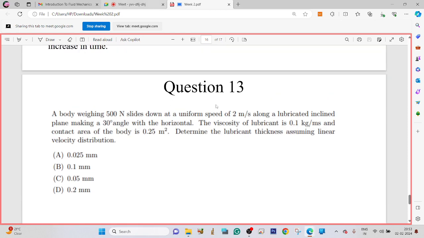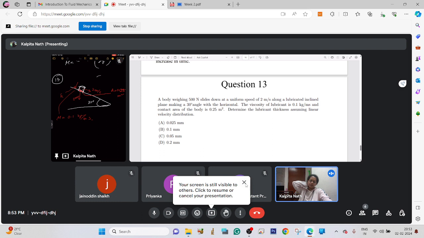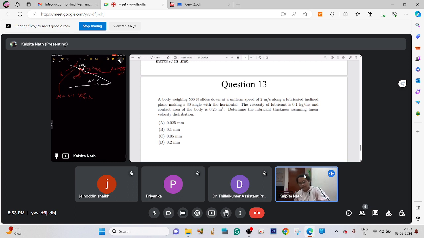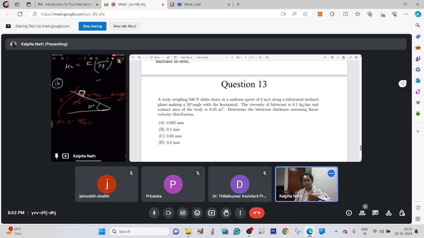I've already drawn it for you, like how the diagram will be looking. Free body diagram rather. 0.2. Correct. It's very simple, very simple. So very good. Priyanka is very good in this.